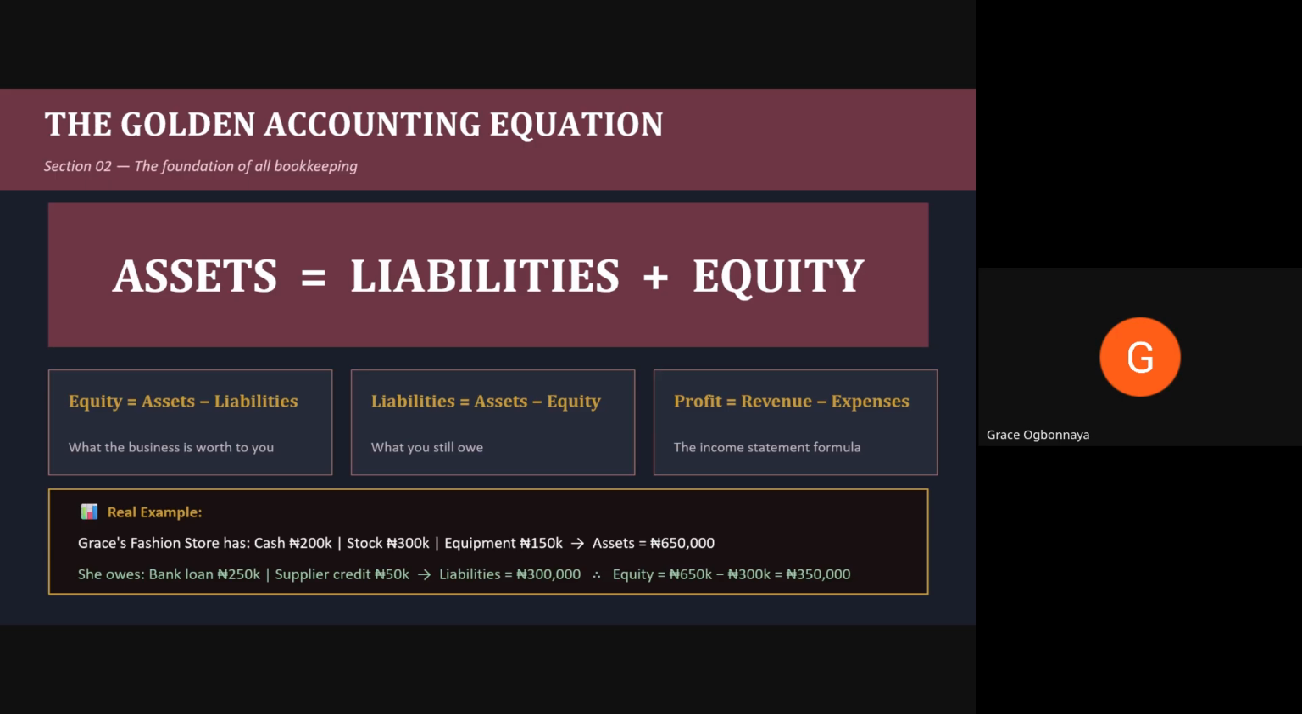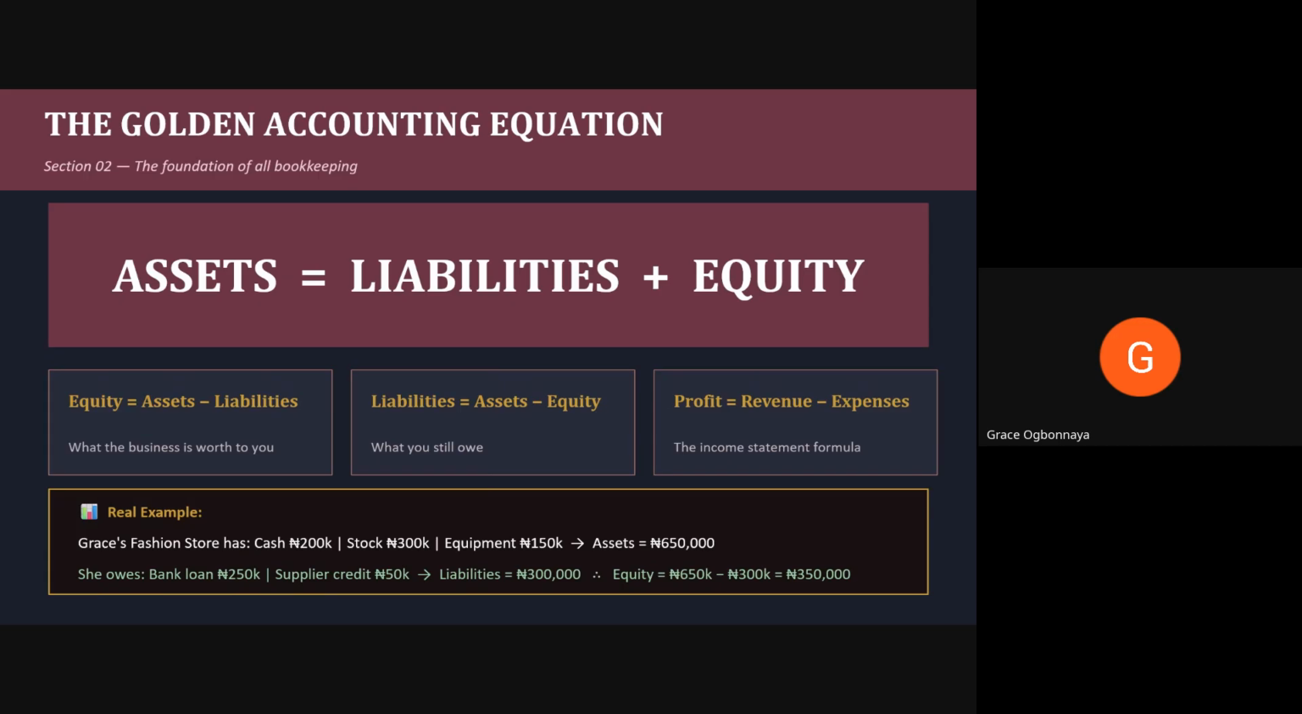Then I'm a supplier. Of course, not every time you deal on a cash basis. Sometimes you do credit. Then I have a credit of 50K for my supplier. So 50K plus the 250K bank loan, that's 300K. That means my liability is 300K. So now for this golden accounting rule, when I minus my liability from my assets, I will have my equity. That's 650 minus 300K. So my equity there is 350.